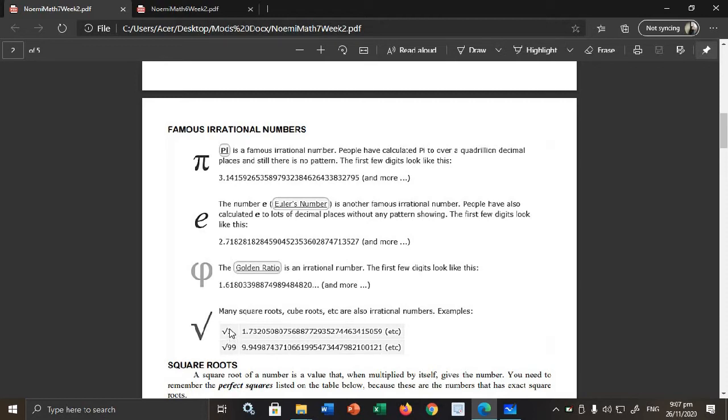So, kapag kinalculate natin to using our calculators, it will be like this, no? It will be like this, decimal. So, napansin nyo yung decimal number natin, non-repeating, non-terminating, therefore, square root of 3 is an irrational number. As well as square root of 99. Kapag kinalculate natin to using our calculators, it will give you this answer. So, as you can see, non-repeating, non-terminating, therefore, they are considered as irrational numbers.